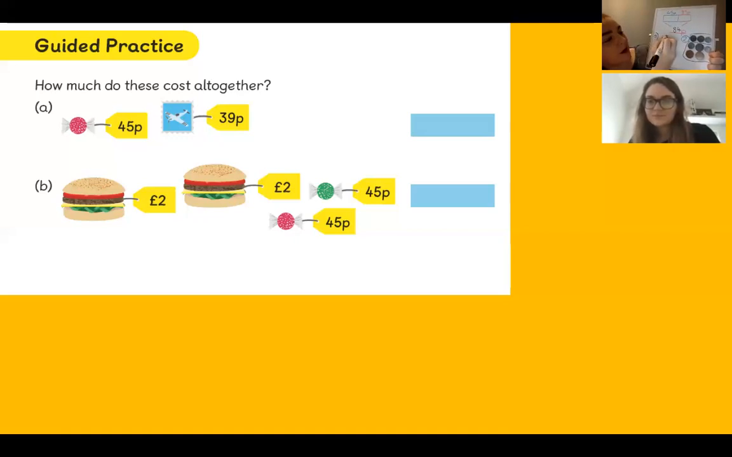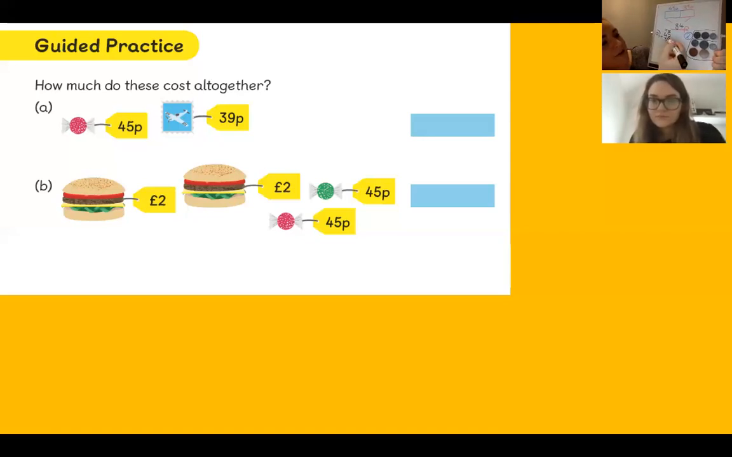Now, some of you might not have money at home, which is fine if you don't have the coins available. So another way that you can work it out is using our column method that we have been practicing. So Miss Fen has got her column method. What have I forgotten to put into my column method? Good, I've forgotten to put my add sign. Now, do I start with my 10s for my column method or do I start with my 1s? I start with my 1s.